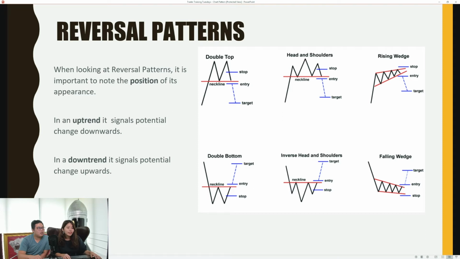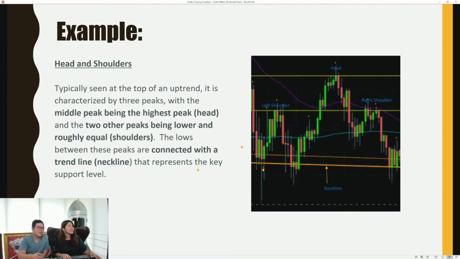Next slide. We're looking at the patterns. We've already looked at the top 3. The bottom 3 are just the opposite. Example, head and shoulders. Typically seen at the top of an uptrend, it is characterized by 3 peaks, with the middle peak being the highest and the other two peaks being lower and roughly equal. The lows are connected with a trend line, also called a neckline, that represents the key support level. I was right. It's both right.